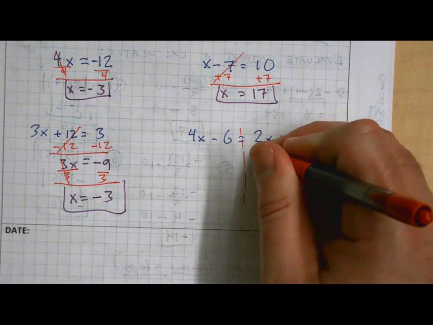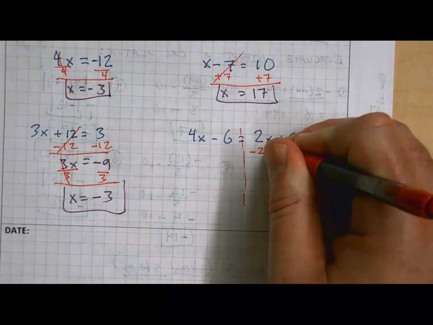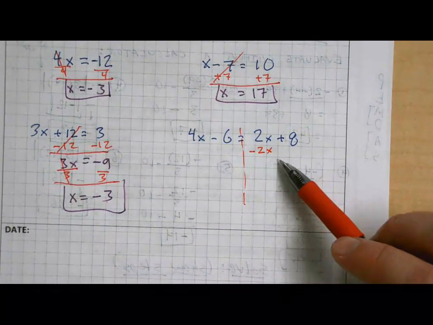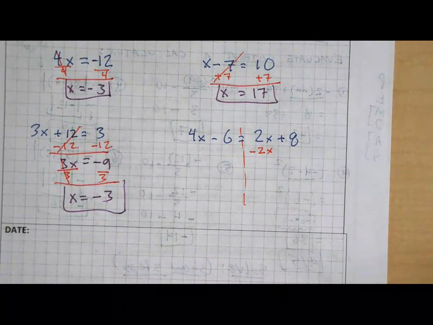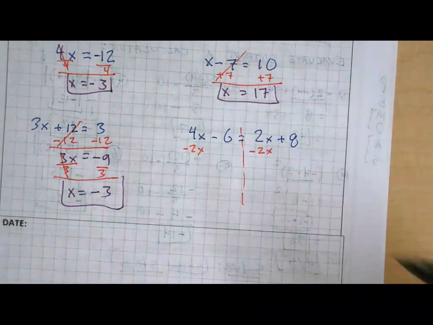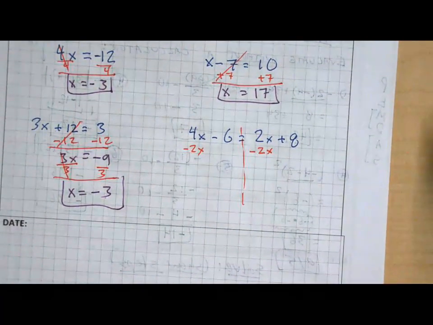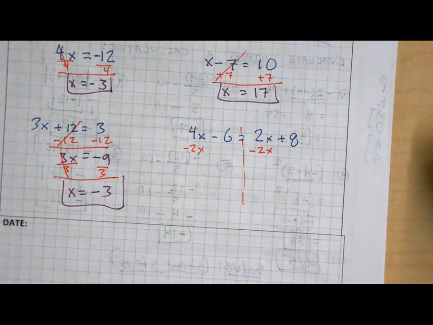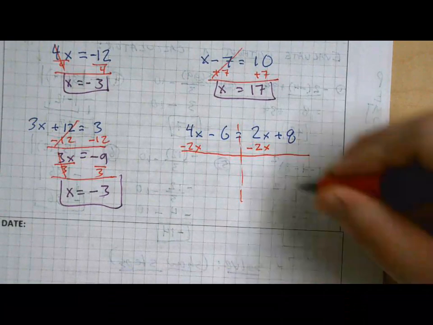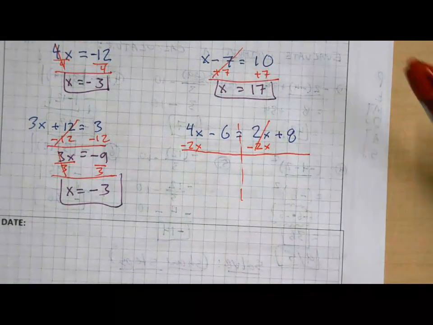So it's a positive 2x. We can make it go away by going minus 2x. And make sure you're writing minus 2x because we need to get rid of the whole thing, the 2 and the x. Sometimes people will just write minus 2, and that is a habit that's going to cause you problems later. So we're going minus 2x on both sides. That's going to cancel over here.